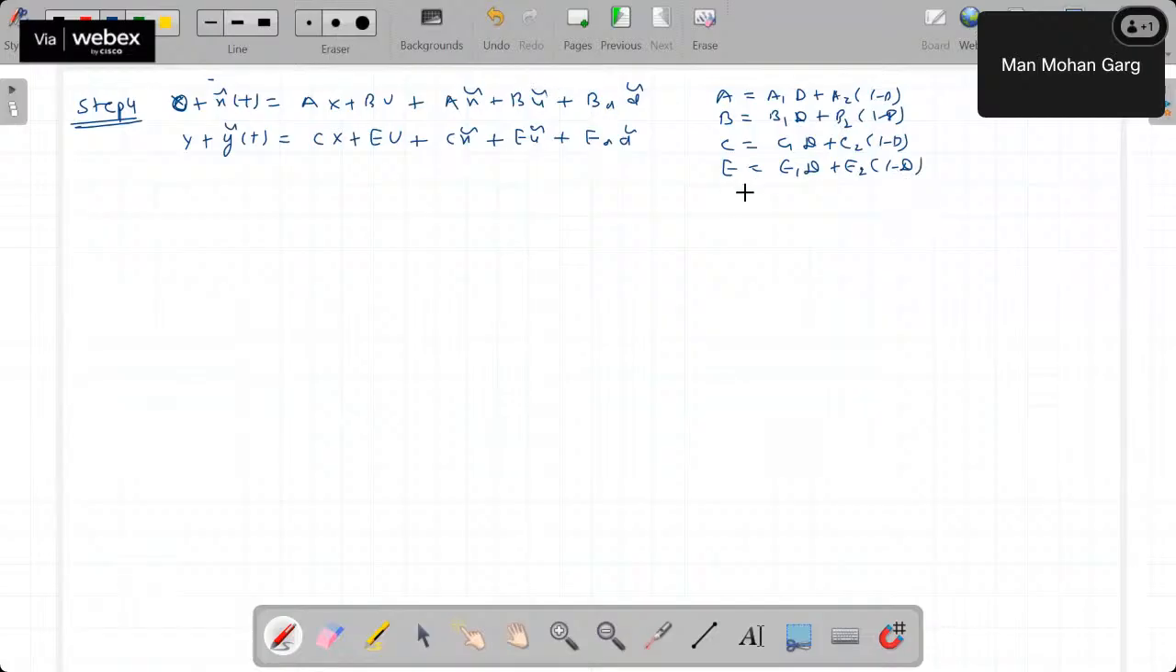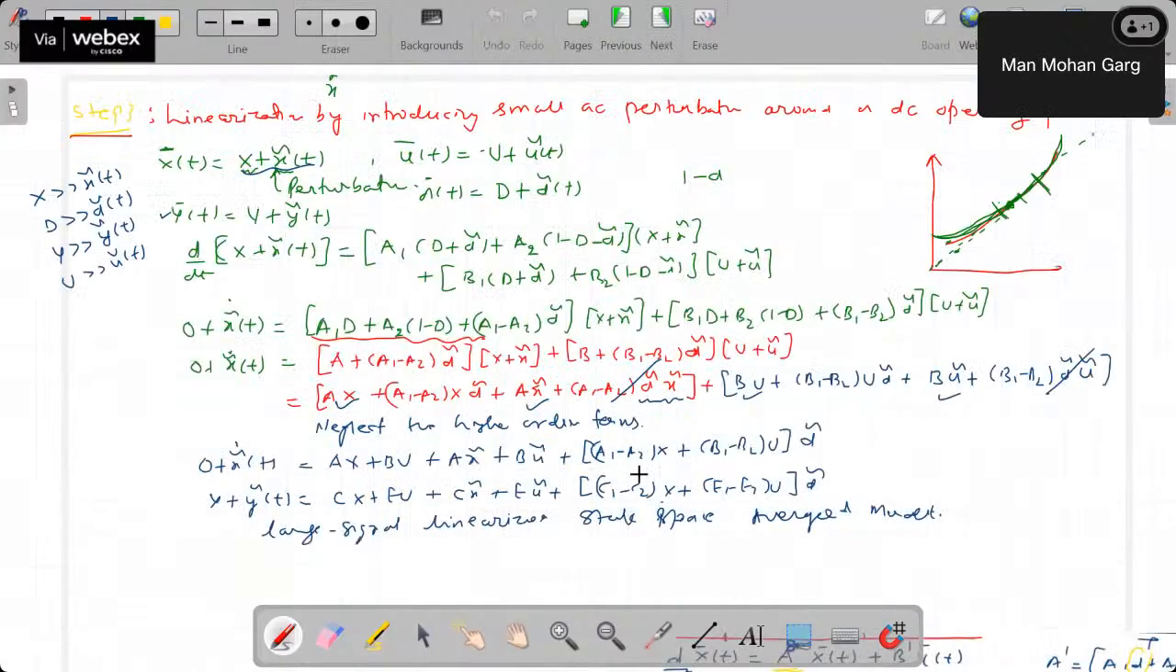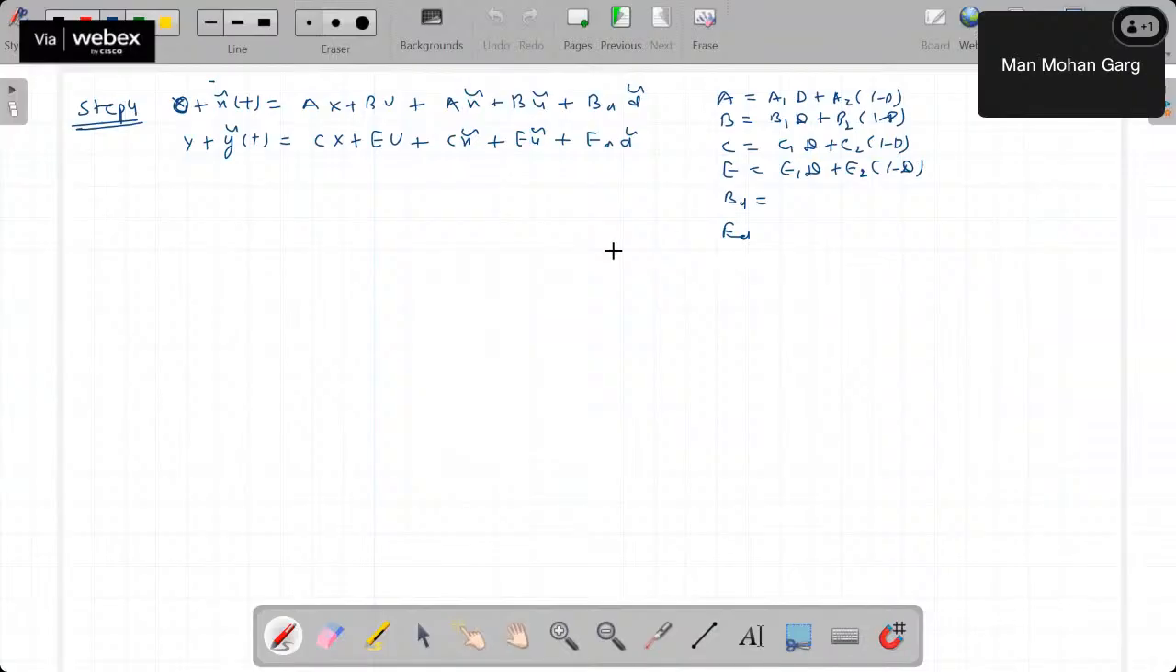Now there are new terms B_d and E_d. Why did I take those terms? Let me tell you from the previous slide. These A1 minus A2 are constant, x is constant, plus B1 minus B2 that is also constant, u is constant. So this is a constant matrix. Similarly, C1 minus C2 x plus E1 minus E2 u is also constant. So I can represent this with a single term B_d, and the same thing here with a single term E_d. So that's what I wrote.